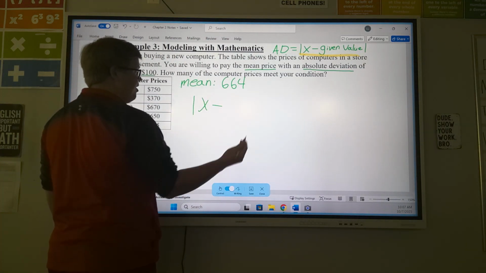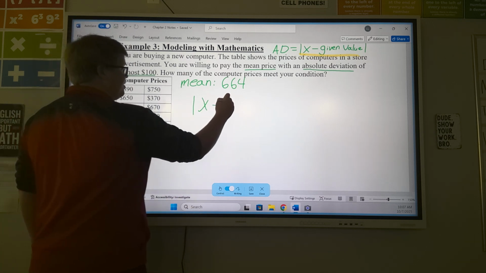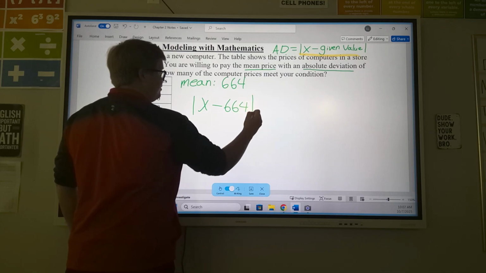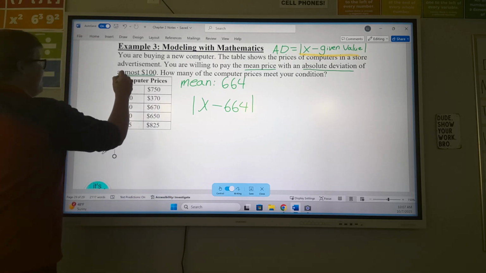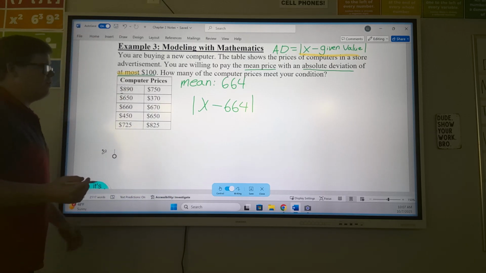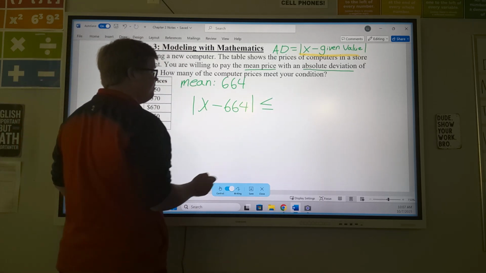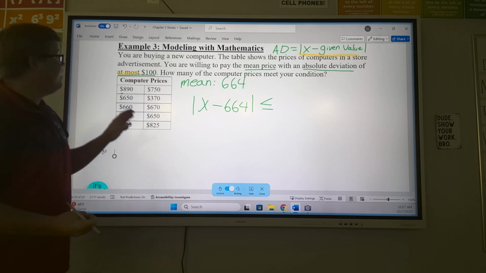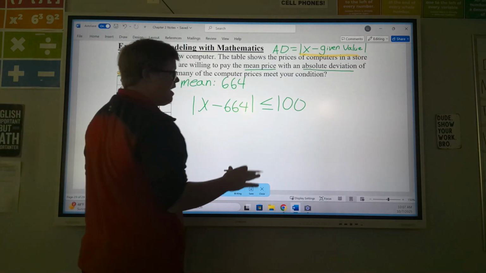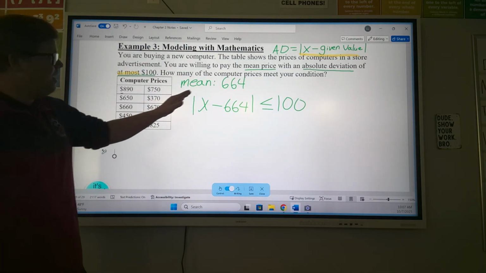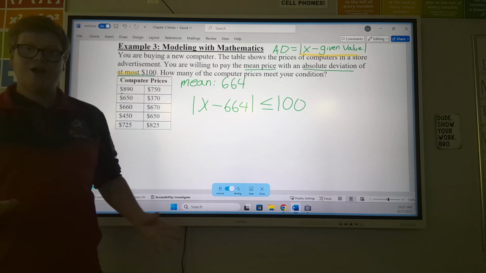X minus, and our given value is the mean. That's what we're willing to give, right? So 664. So that is our absolute value, right? Now we have to figure out our inequality symbol. At most, $100. At most tells us our absolute value is less than or equal to, because the most we can give is $100 more or less. So we put $100 here because that's our absolute deviation. So based on that equation, our absolute deviation is here and our given value is here. That's all you have to know.